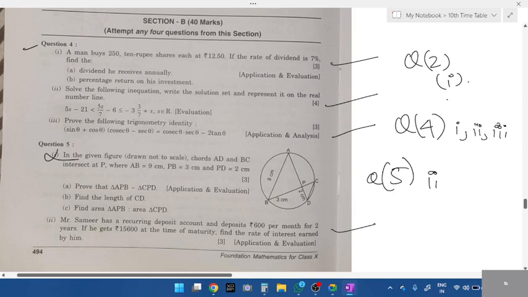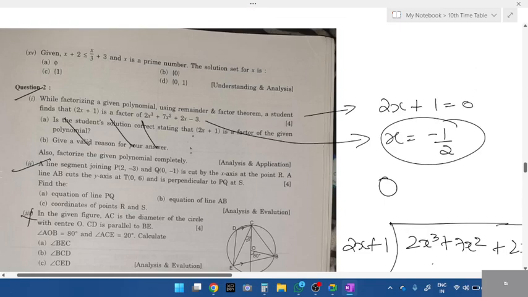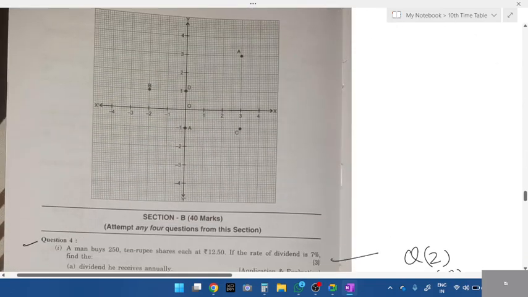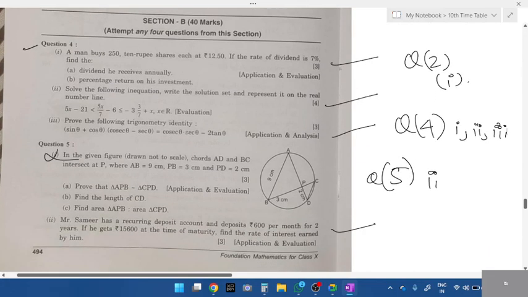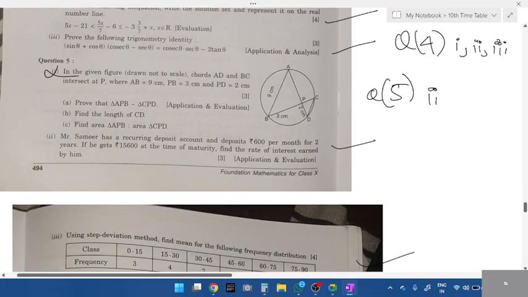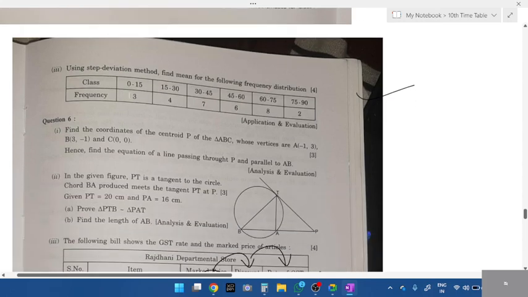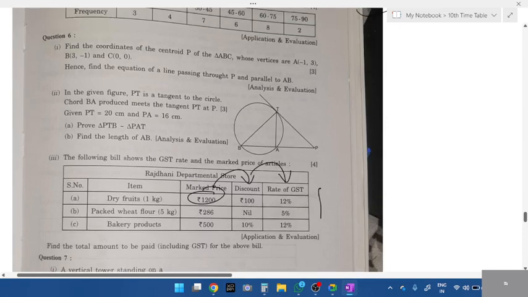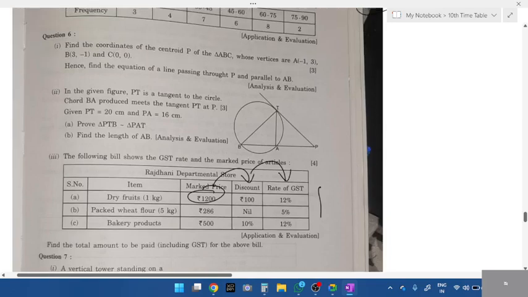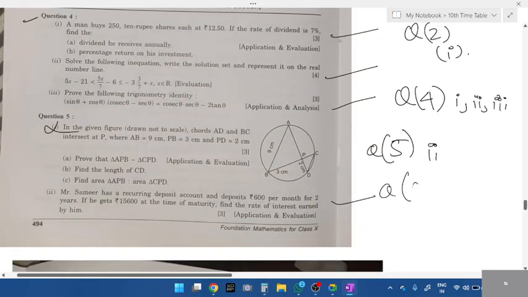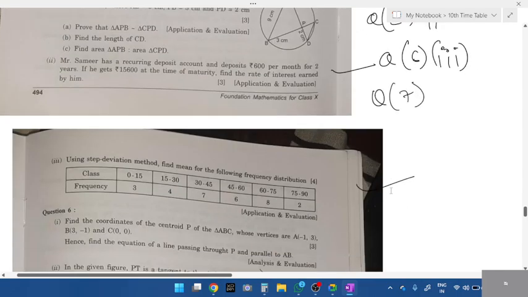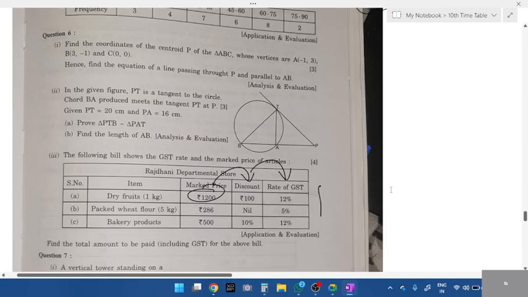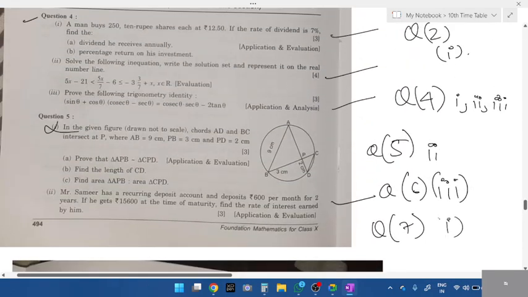Then what are the chapters will be covered, students? Tell me the chapters. In this remainder and factor theorem. Okay, in this equation. Do the question 5, second one. Do question 5. Third one, after revision, we'll do that. Then question 6, third one. And question 7, first one. Total 1, 2, 3, 4, 5, 6, 7 questions.